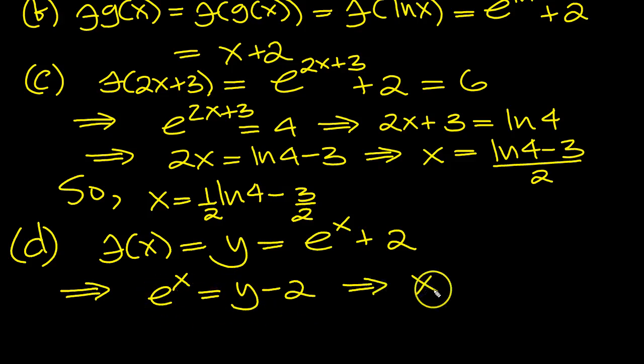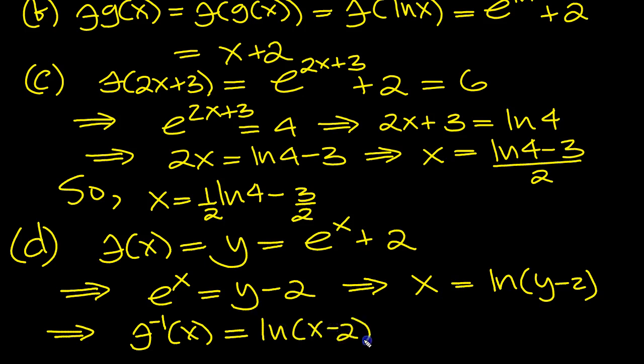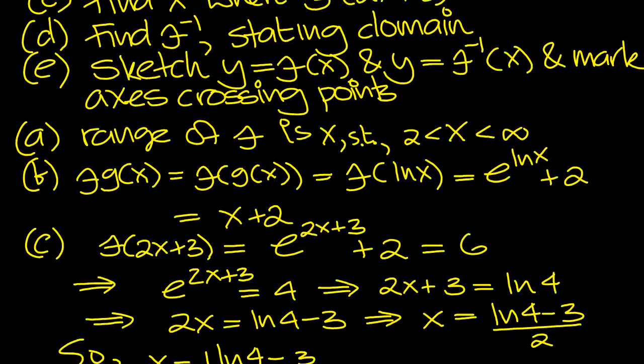Move the e down to be the base. ln of this thing here, y minus 2. And so that tells us then that f minus 1 of x, swapping the symbols, is ln of x minus 2. And this is true for x bigger than 2. And that's the domain, because it was the range from before, wasn't it?